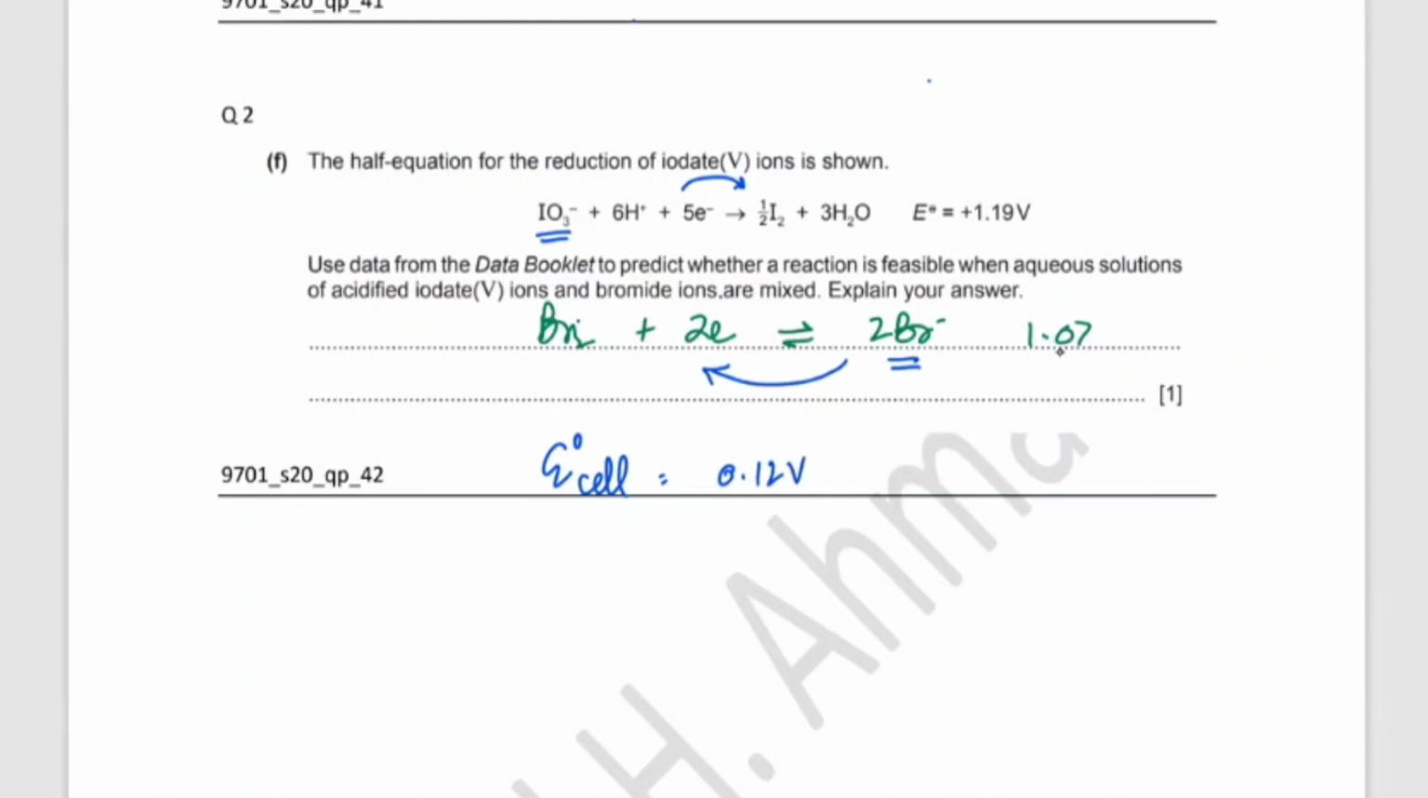Anything that's positive or greater than 0, that's feasible. And it makes sense because this is the higher potential, it should have gained electrons. This is the lower potential, it should have lost electrons, right? So that is exactly what's happening. So the reaction is feasible. But remember this, you're going to follow what they're suggesting as the reduction and what they are suggesting as the oxidation. I'm going to go with them, and then I'm going to try and figure out E naught cell.